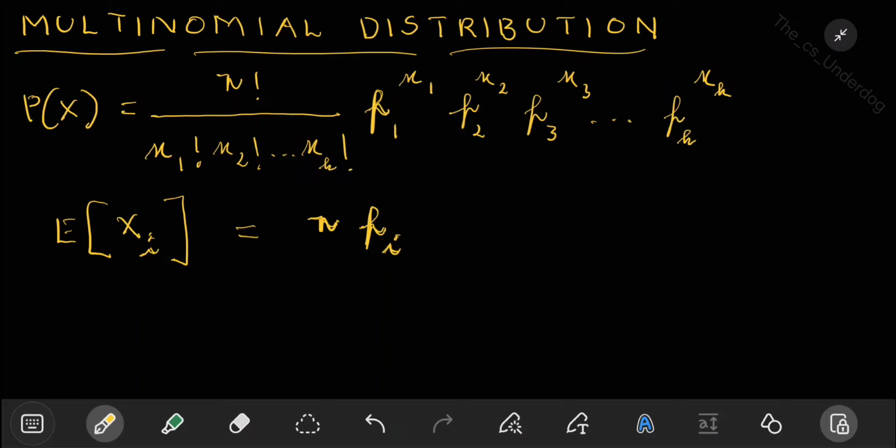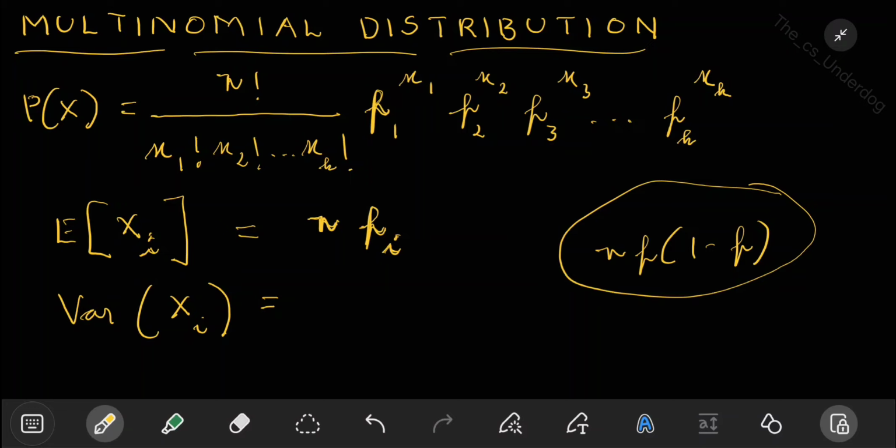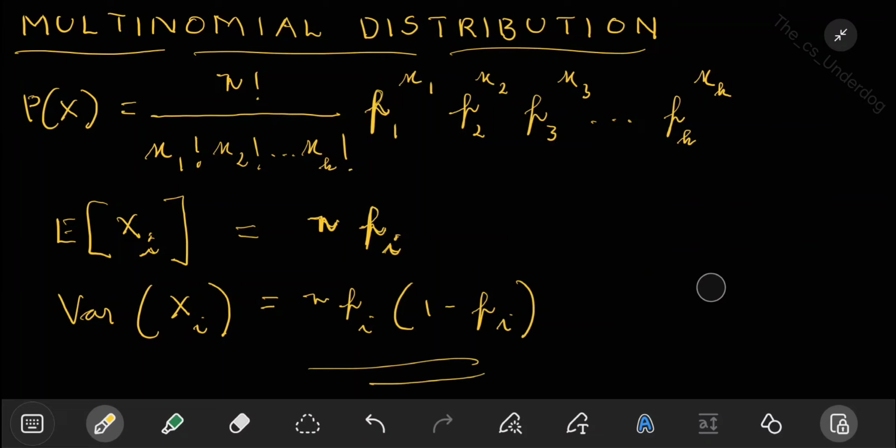And what about variance? Variance also you have to consider for each of the outcomes separately. In binomial we had seen variance was np into 1 minus p. This was the variance in case of binomial distribution. In case of multinomial, the same thing occurs as n into pi into 1 minus pi. So you can directly relate these results from the binomial distribution.